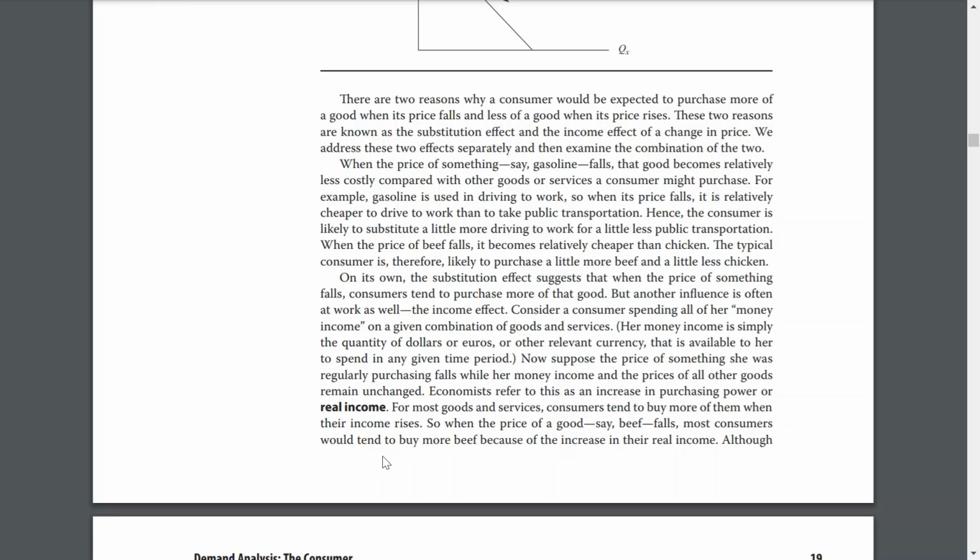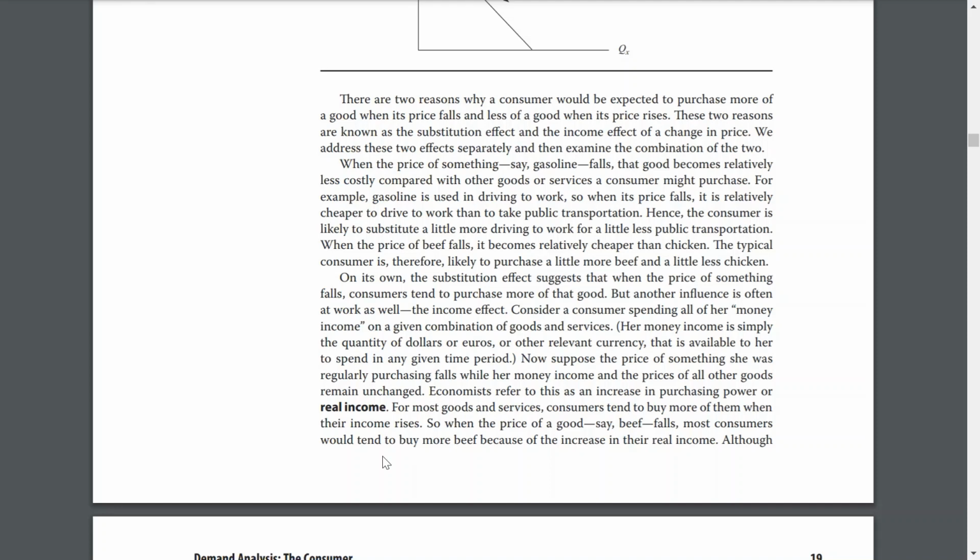When the price falls, the good becomes relatively less costly compared with other goods or services consumers might purchase. For example, gasoline is used in driving to work. So when the price falls, it is relatively cheaper to drive to work than to take public transportation. Hence, consumers are likely to substitute a little more driving to work for a little less public transportation. When the price of beef falls, it becomes relatively cheaper than chicken.